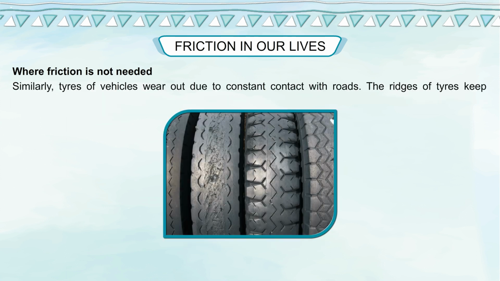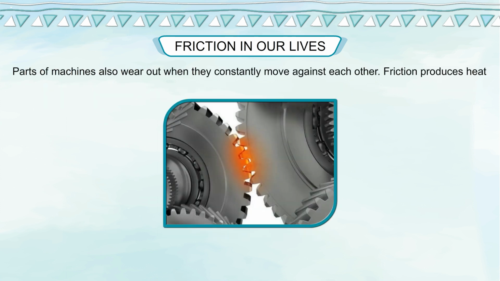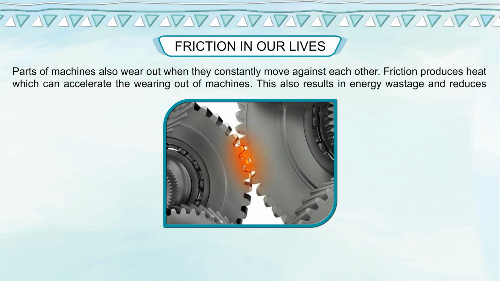Similarly, tires of vehicles wear out due to constant contact with roads. The ridges of tires keep wearing out and need to be replaced periodically. Parts of machines also wear out when they constantly move against each other. Friction produces heat, which can accelerate the wearing out of machines. This also results in energy wastage and reduces efficiency of machines.